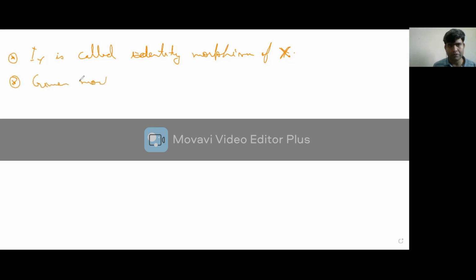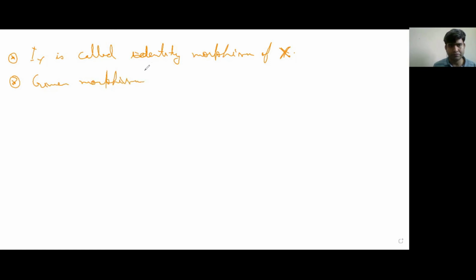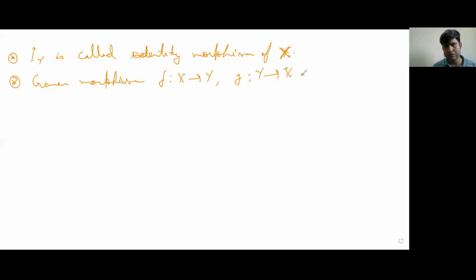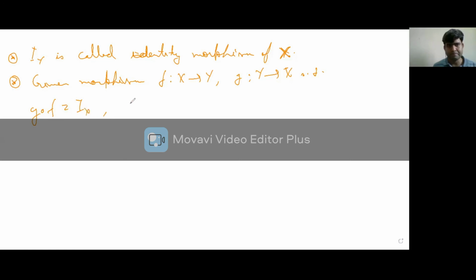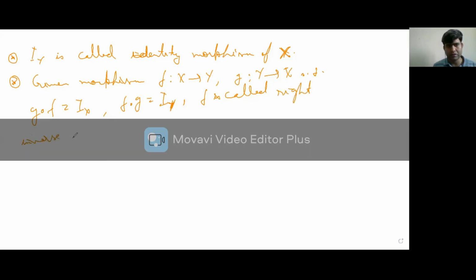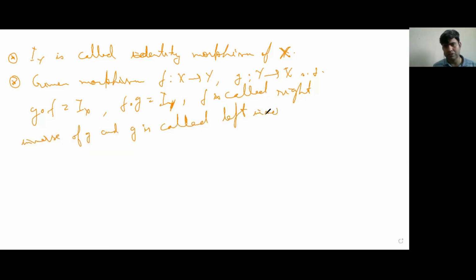Given morphisms F from X to Y and G from Y to X, such that F is called right inverse of G, and G is called left inverse of F.